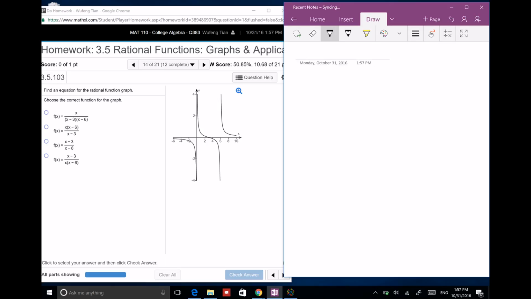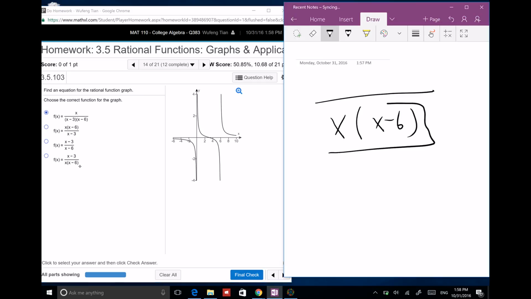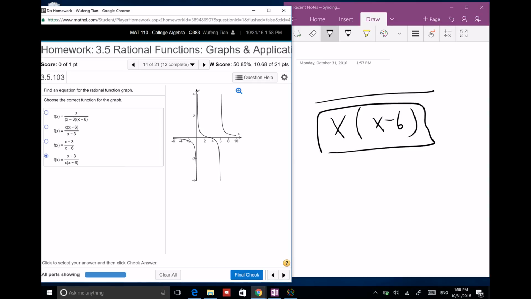Alright, so find the equation of the function graph. Choose the correct function for this graph. Alright, so I have the vertical asymptote, we have x, x minus 6, that's the vertical asymptote. So only this one. No, wait. Oh yeah, this one or this one. Oh, x times x minus 6 is this one, the denominator.